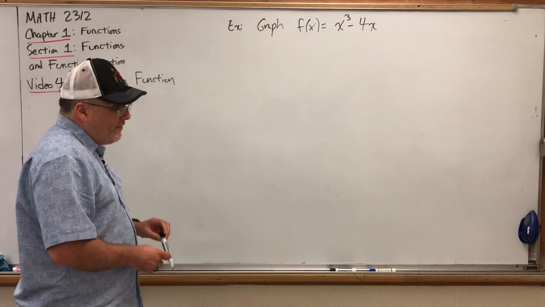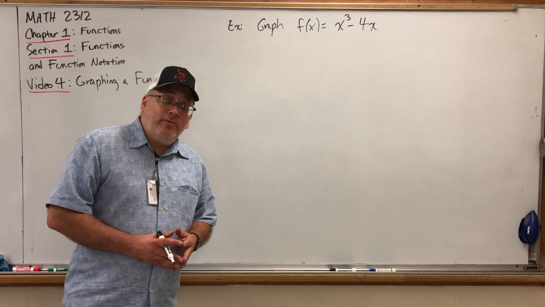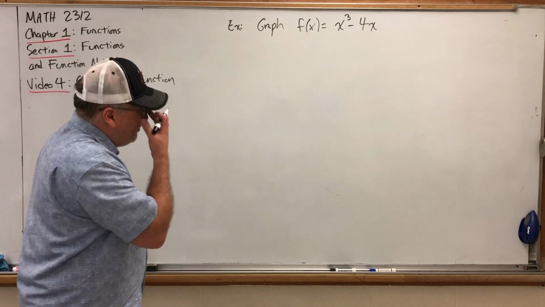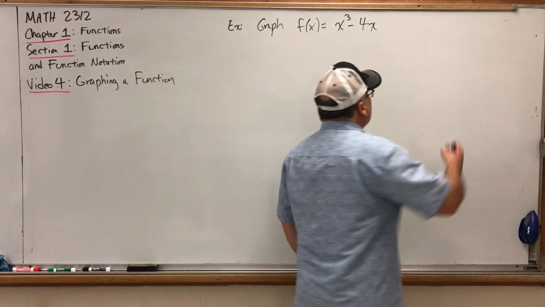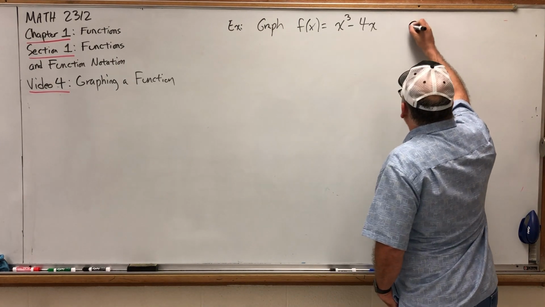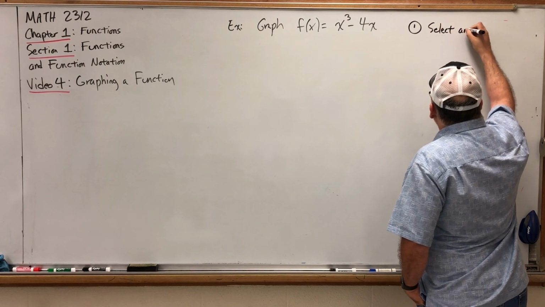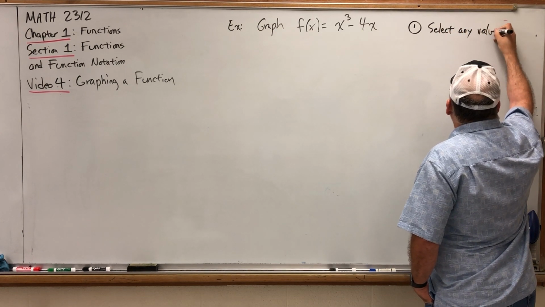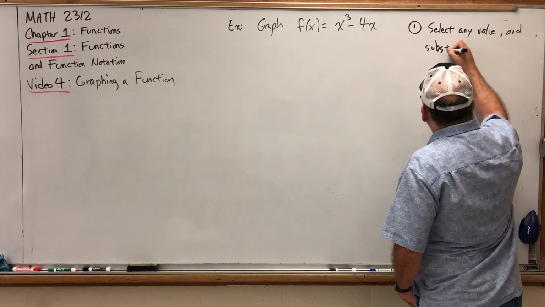The premise behind graphing is really pretty simple. Connect some dots. The reason people have trouble is they don't know where to get the dots sometimes. So without further ado, I'm going to give you a 4-step process that will graph any function. Step number 1, select any value and substitute into the function.